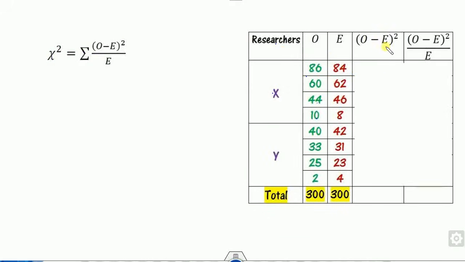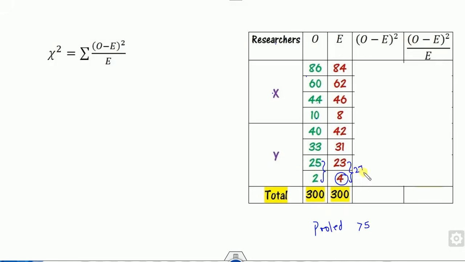Now can you find this O minus E? No, because one of the frequencies is still less than 5. So how do you find that? We can combine, we can pool them. Okay, so we can combine them such that values are greater than 5. Now it's greater than 5. The corresponding value is there.